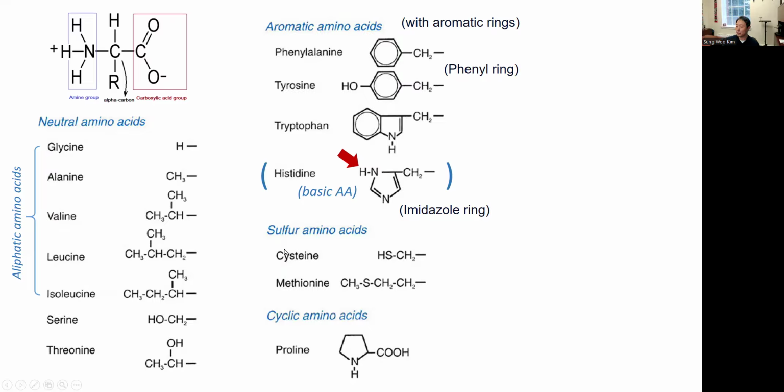And there are 2 amino acids that uniquely contain sulfur in their R group. In the case of cysteine, its R group has a carbon and then the sulfur. I call that cysteine. And the amino acid with the longer hydrocarbon chain with the sulfur in the middle, we call that methionine. So cysteine and methionine are the two sulfur-containing amino acids, or in short, sulfur amino acids, or SAA.